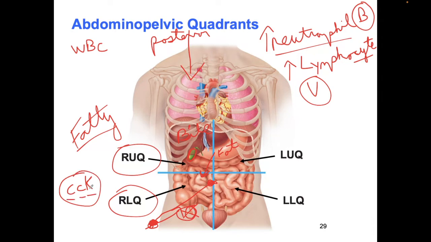Cholecystokinin. The cholecystokinin that the duodenum makes is going to go to the gallbladder, make it contract, push out the bile into the duodenum, and break down the fatty food. That's what it's supposed to do.